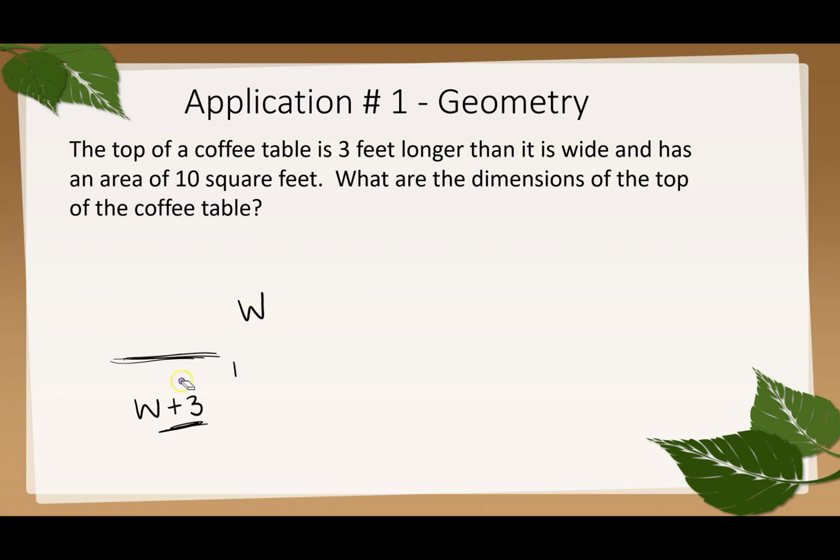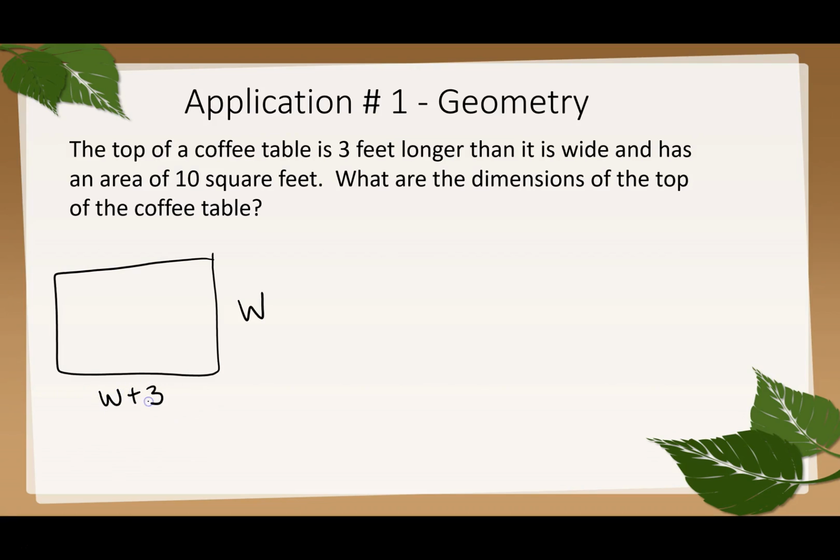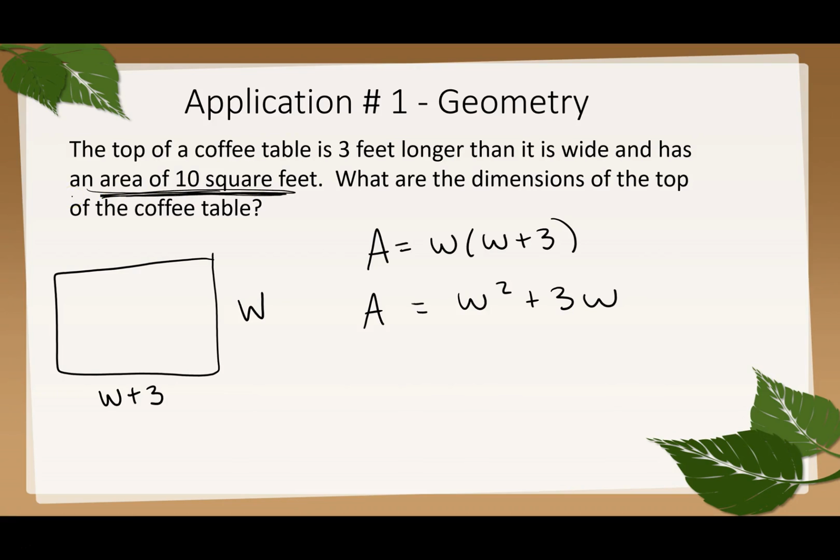So in reality, our picture actually looks a little bit more like this, because your length here is 3 feet longer than it is wide. Then we know that the area of this is going to be W times W plus 3, or the area is going to be W squared plus 3W. But we are also told that the area of the coffee table is 10 square feet. Don't get confused with this square foot thing. That's just the units. So I'm going to erase this A, and I'm going to put a 10.